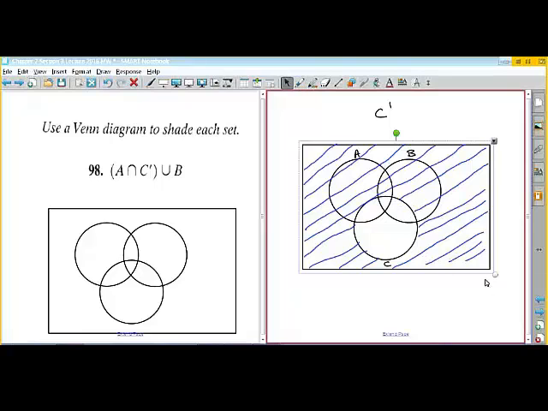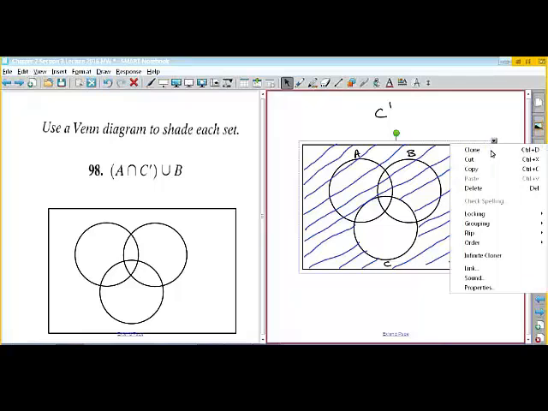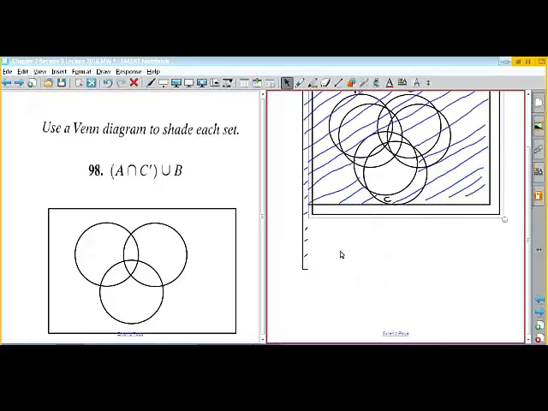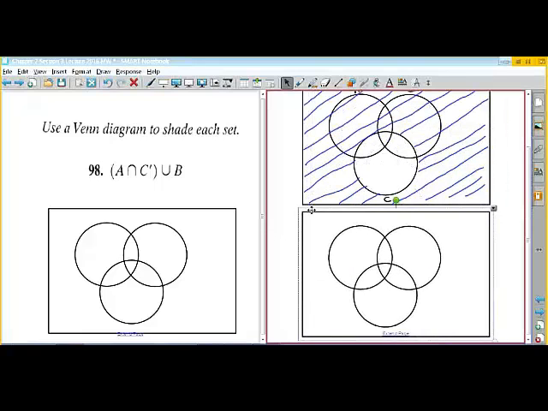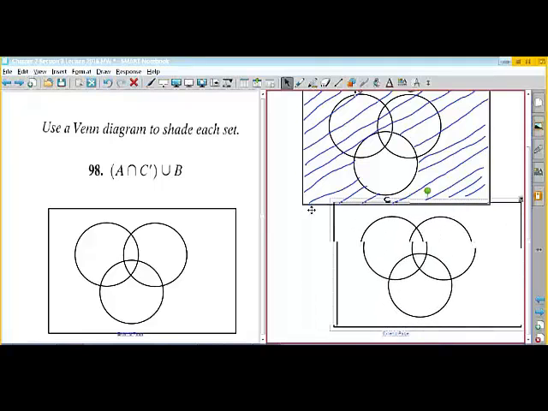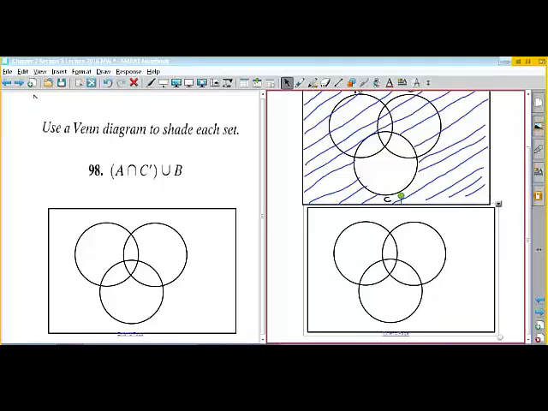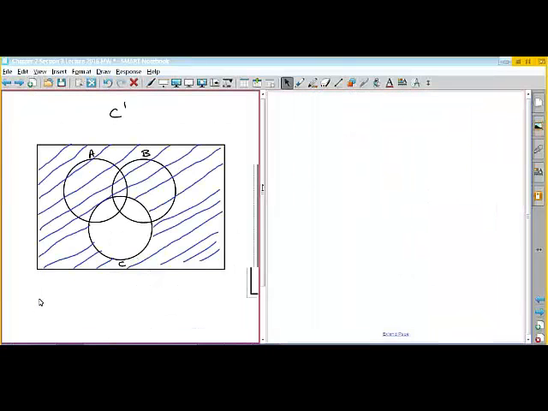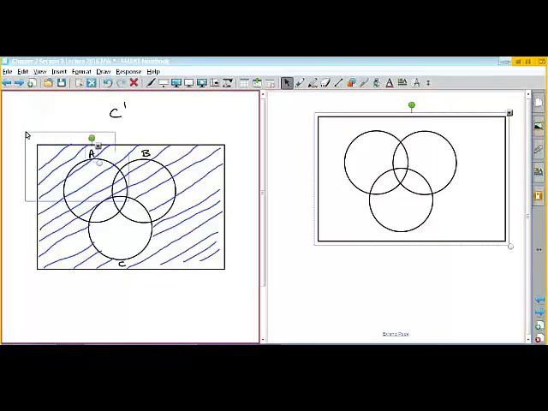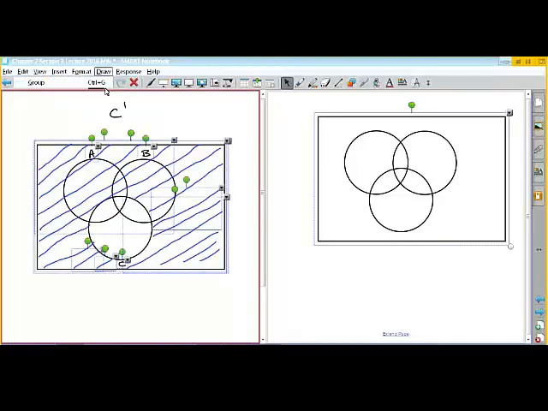Okay, so let's, trying to get this thing. Drag, oops. Let me add a page. Okay, so that's the complement of C. Now, let me group that all together.